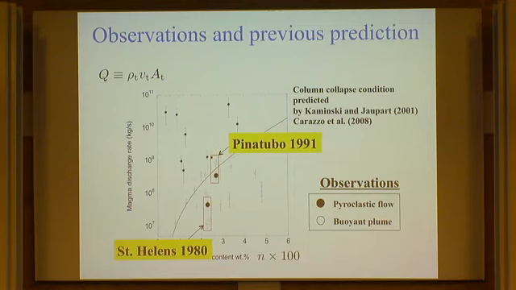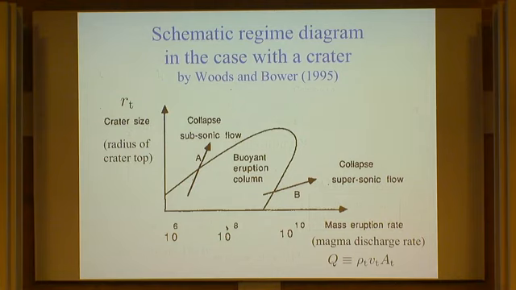That is why they can draw this line, but without that kind of assumption, we cannot draw this kind of line. And then Woods and Bower, 1995, already suggested the importance of exit velocity. When a crater is present at the top of the conduit, then because of the decompression or compression inside and above the crater, the exit velocity is modified to a considerable extent. And because of that effect, the column collapse condition changed.